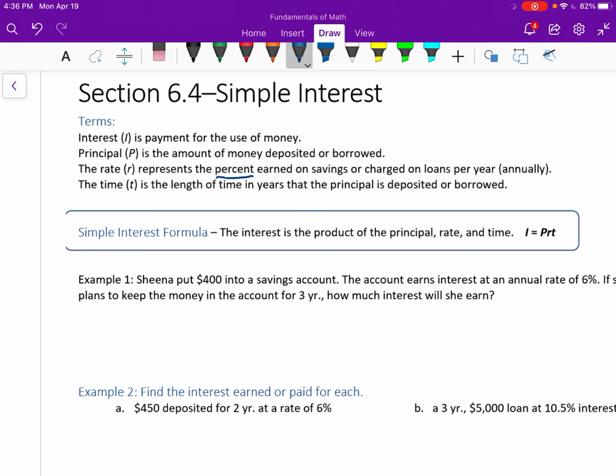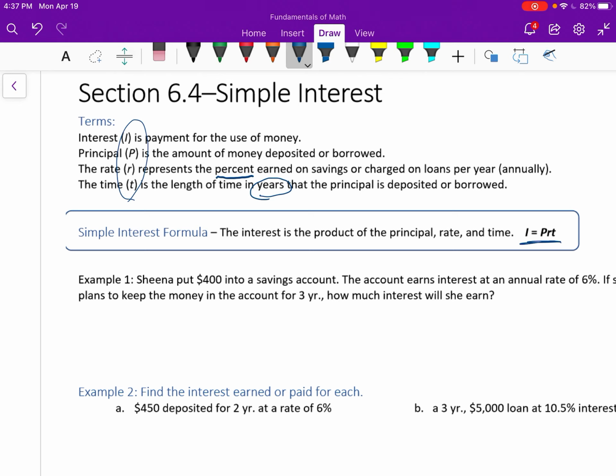And then time is T. We use lowercase t, and that is the time in years. So if it gives you months, you need to change that to however many years that is. Sometimes it might be like 18 months is a year and a half, or 9 months is 3/4 of a year. But you want to do that in years. And then our simple interest formula: the interest is the product of the principal, rate, and time. So interest is principal times rate times time.